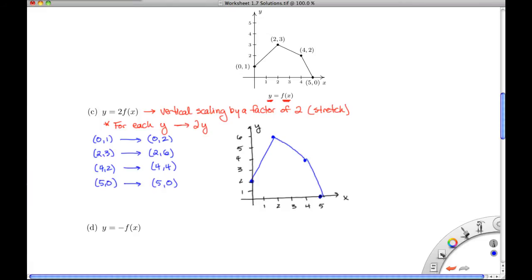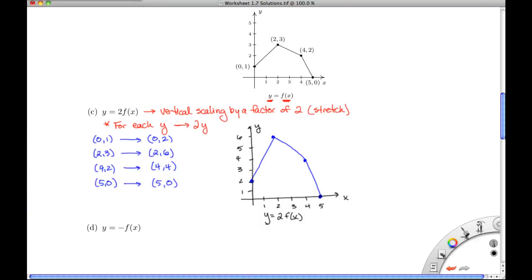Probably do that a little better. Okay, so there's our curve, and we can see it's still sort of planted in the same spot, just skewed up slightly vertically. So this would be the graph of y is equal to 2 times our function f of x.